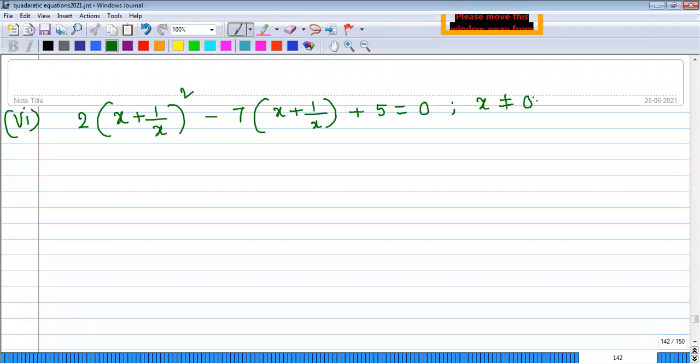Okay, any idea? Solve for x. How will you solve? X plus 1 by x equal to t. Good idea.